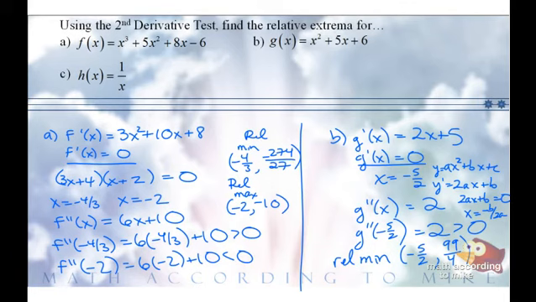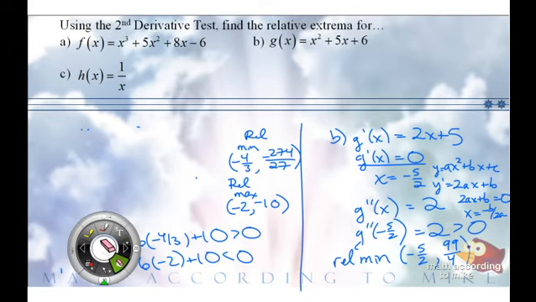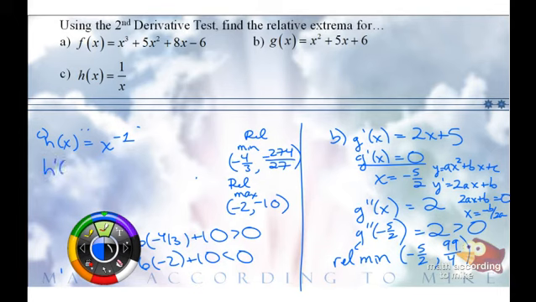Part C. Another portion of you are welcome. We actually don't need that much room for part C. If you want to rewrite it as x to the negative 1 like we did before, go to town. So that's x to the negative 1. So what's h prime of x? So that's negative 1 over x squared.